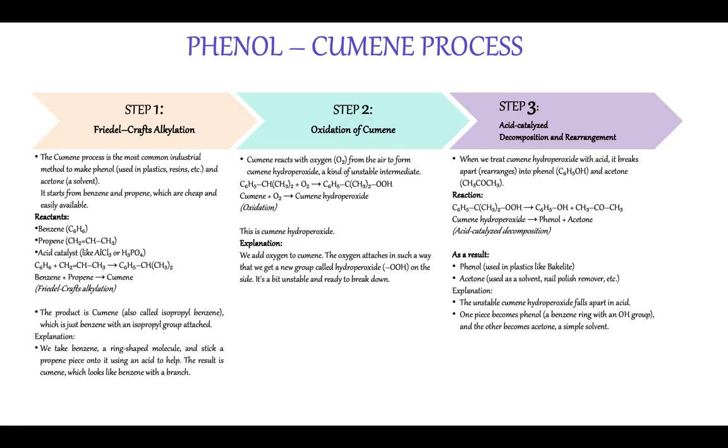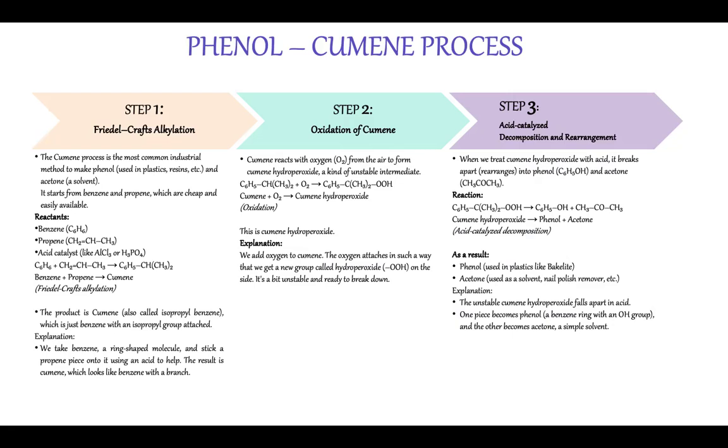The product is cumene, also called isopropylbenzene, which is just benzene with an isopropyl group attached. We take benzene, a ring-shaped molecule, and stick a propane piece onto it using an acid to help. And the result is cumene, which looks like benzene with a branch.